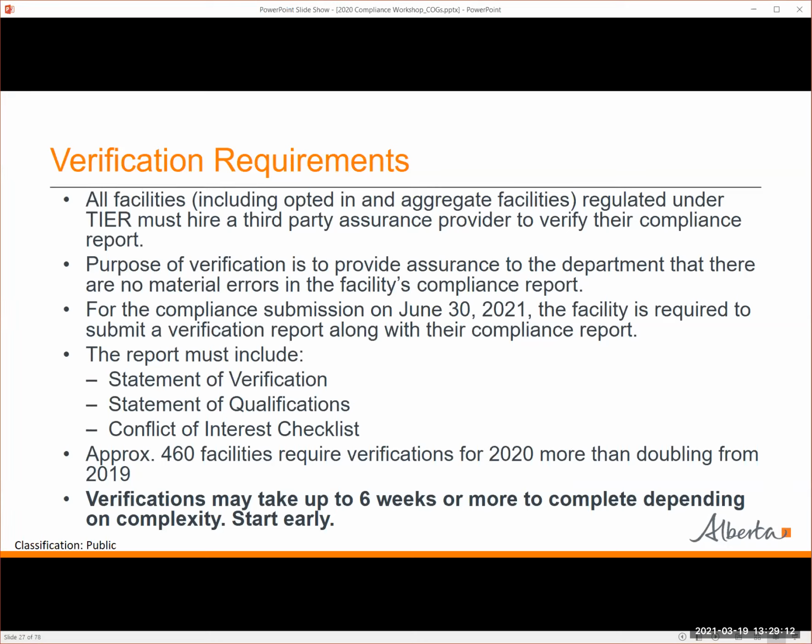The purpose of the verification is to provide assurance to the department that there are no material errors in the facility's compliance report. So the compliance submission for the 2020 reporting period is due on June 30th, 2021, and the facility is required to submit a verification report along with their compliance submission. And the verification report is prepared by the verifier, which also includes some signed forms prepared by the verifier. And this includes the statement of verification, statement of qualification, and a conflict of interest checklist.